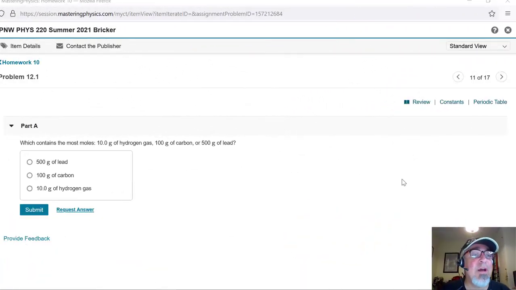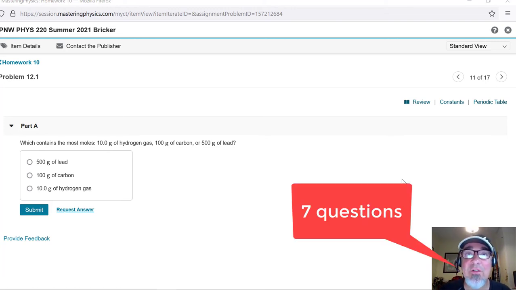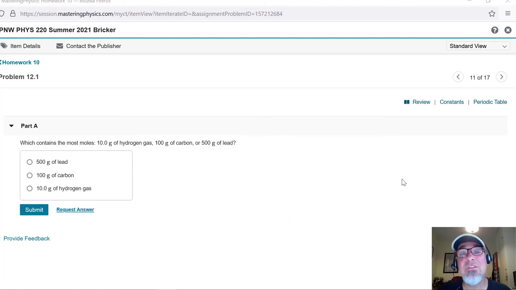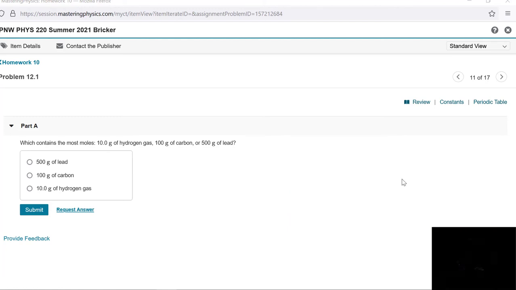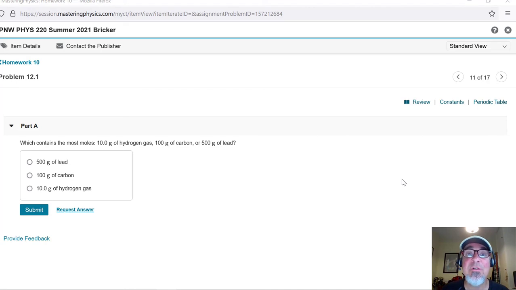Okay, then we move on to Chapter 12. So there's 6 questions from Chapter 12 on Homework 10. Chapter 12 is the thermodynamics chapter. Some of the stuff you might have seen from chemistry, things like moles, Avogadro's number, the ideal gas law. So you might have some familiarity with that. Let's take a look at this one, though.